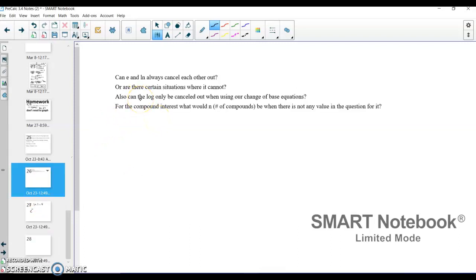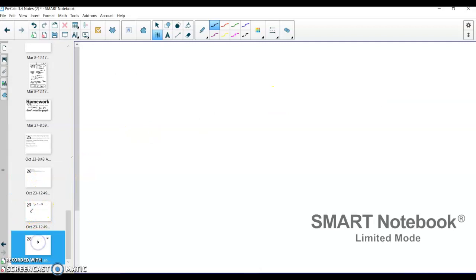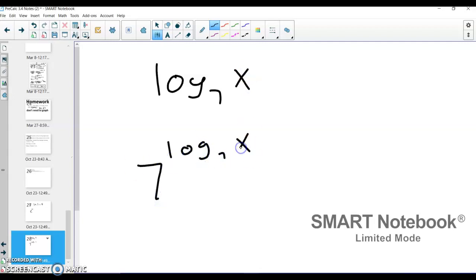Now this other one also: can the log only be canceled out when using our change of base equations? Well, log can be canceled out, and we'll show that here. If you have log base 7 of x, to cancel out the log base 7, I do 7 raised to the power of log base 7 of x. Then I can cancel them out. And that goes for any kind of base here. If it's base 7, base 8, base 10, base 11.